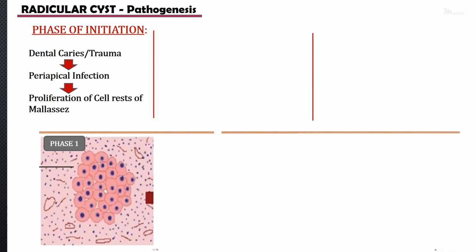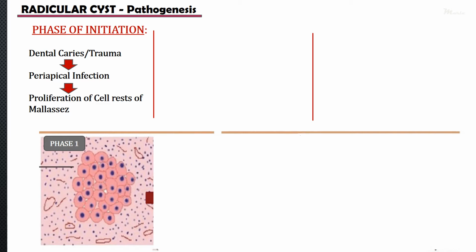So, the first phase is also known as the phase of initiation. In this phase, dental caries or trauma will result in a periapical infection. We have already discussed that before periapical infection there will be necrosis of the pulp. We have to remember here that the periapical infection is a low-grade inflammation which will result in proliferation of cell rests of Malassez.